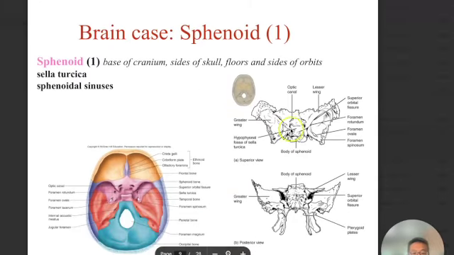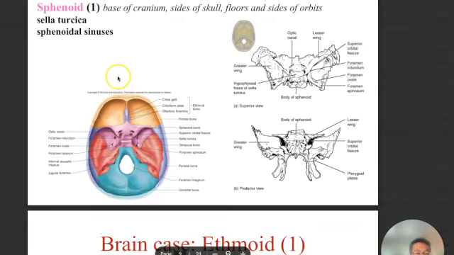Now here's the sphenoid bone I was telling you about. So here's the cutout of the skull. Here's the front. Here's the back. This bone right here is your sphenoid bone. It looks like a phoenix.